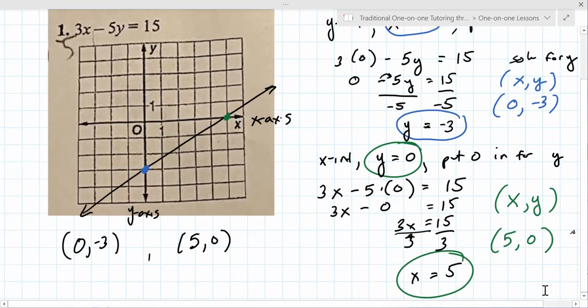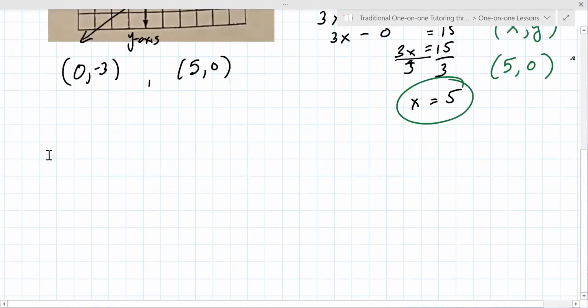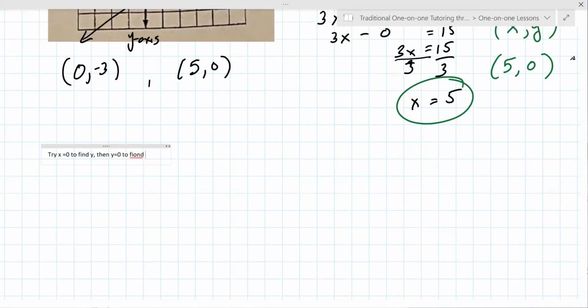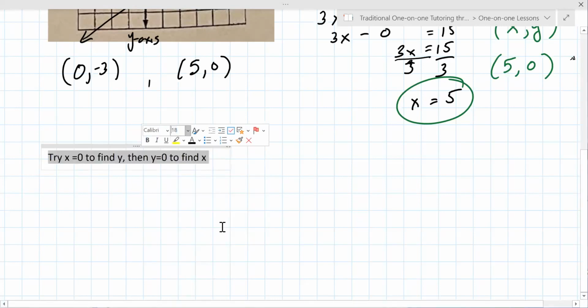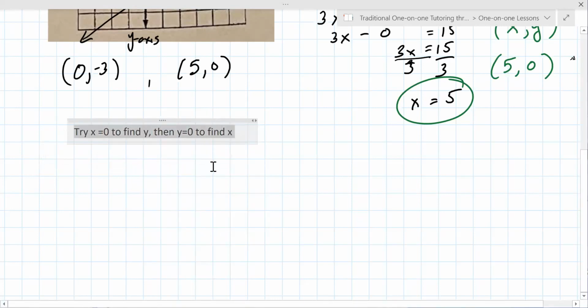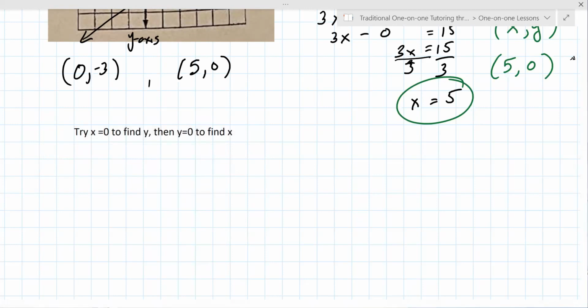Okay, so we should really summarize that, because that's really important here. You try x equals 0 to find y, then y equals 0 to find x. And that gives you the two ordered pairs that you need. And then it's kind of a rinse and repeat. We're going to just do that over and over again for these questions. Okay, so we're going to do number 3 because it's more like number 1, and then we'll come back.